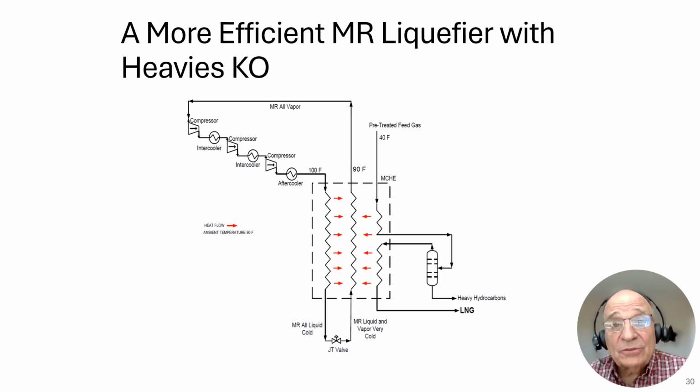So now we know how to make an MR liquefier. But let's say we want to make it more efficient. The easiest way to make an MR liquefier more efficient is to add more stages of compression. And that's what we've done here. We have a compressor with an intercooler, a compressor with an intercooler, and a compressor with an aftercooler. Now we could have added 10 stages of compression, but then it becomes economically not viable. So 3 stages is considered to be the general rule of thumb for liquefaction processes using MR compression.